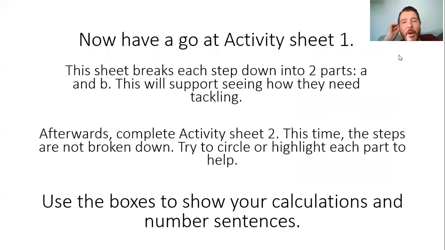Now I'd like you to have a go at activity sheet 1. This sheet breaks down each step into 2 parts, A and B. This will support you seeing how you need to tackle it. Afterwards, complete activity sheet 2, and this time the steps are not broken down. Try to circle or highlight each part to help you. Use the boxes to show your calculations and number sentences.